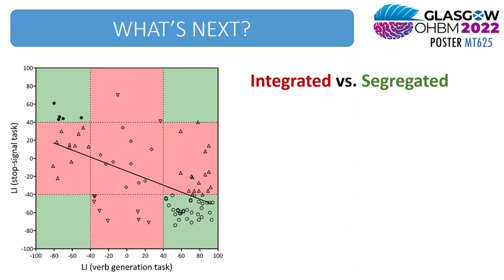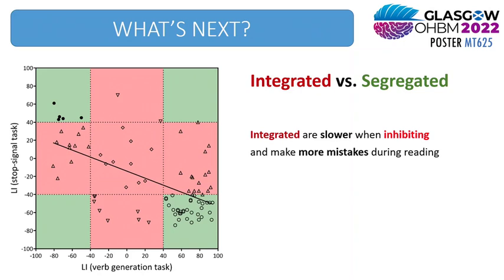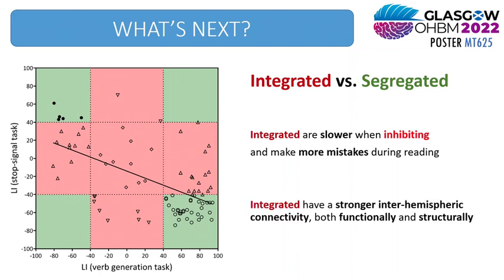So we use this classification for studying the lateralization of the inferior frontal cortex, and we found some really interesting results. For example, we found that integrated individuals, the ones that have weaker lateralization in at least one function, were slower when inhibiting their responses during the stop signal task, and also made more mistakes during a reading task. Also, we found that integrated individuals had a stronger interhemispheric connectivity, both functionally and structurally. This result is really interesting because it's in line with what has been recently described in this kind of atypical population. So we are really eager to wrap up these results and present them to you more officially.